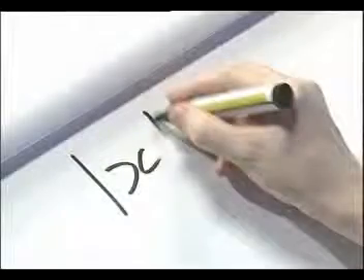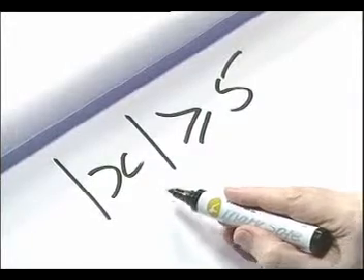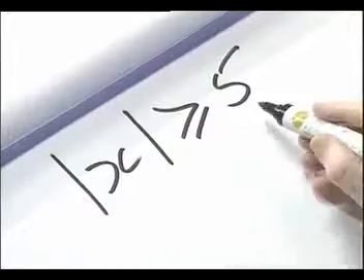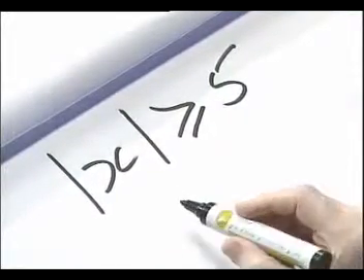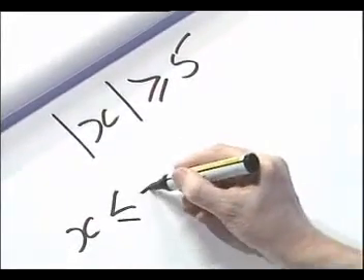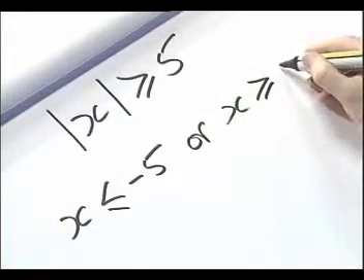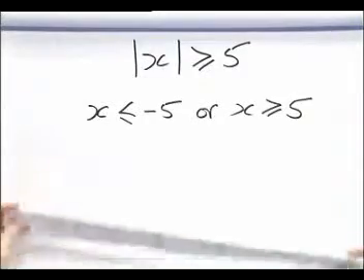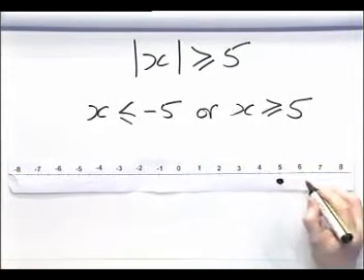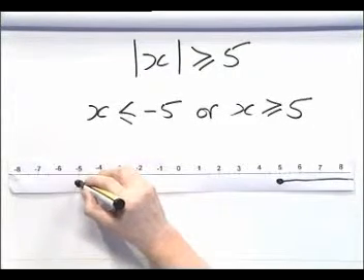If mod x is greater than or equal to 5, we have the absolute value of x must be greater than or equal to 5, which means that x itself is going to be greater than or equal to 5 or less than or equal to minus 5. We write x less than or equal to minus 5 or x greater than or equal to 5. And on the number line, x can take the value 5, so we do a closed circle, and it can take the value minus 5.